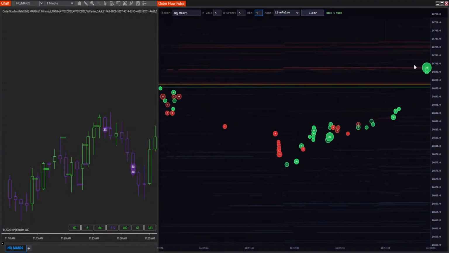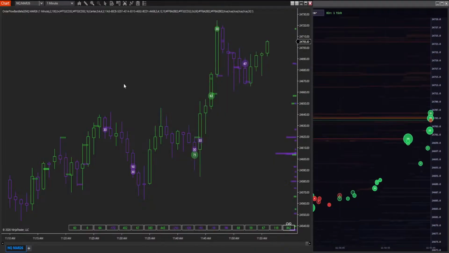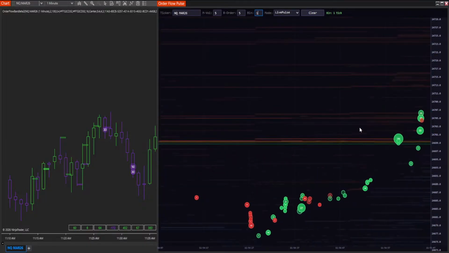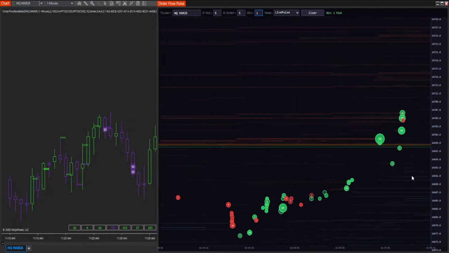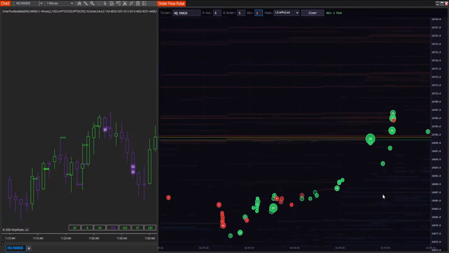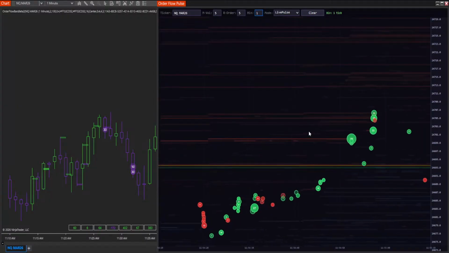Yep. See, we got them orders filled. Not there, but we got them orders filled up there. Came up here and tested them. No, we're coming back here. It's hard for me. I've really never used Bookmap.